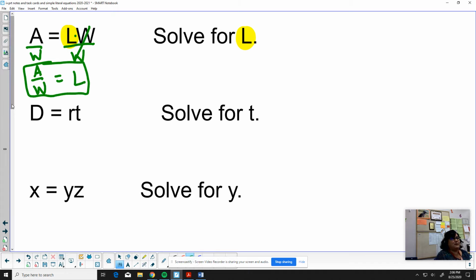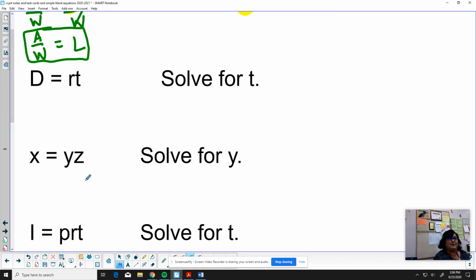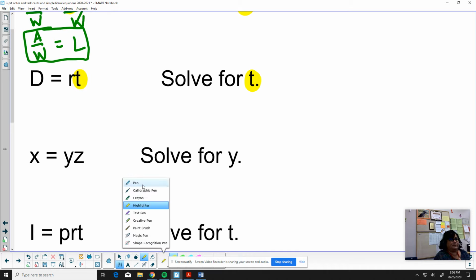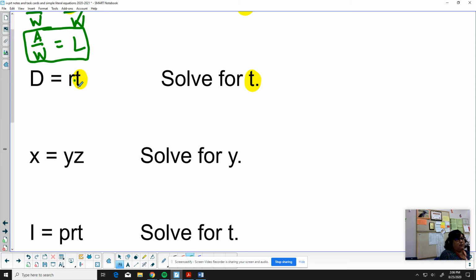Okay, so same thing on the next one. Why don't you press pause and try it? You are solving for T. You want to get the T by itself, which means you need to get the R away. So since they are multiplied, you are going to divide by R. So my answer is D over R equals T.